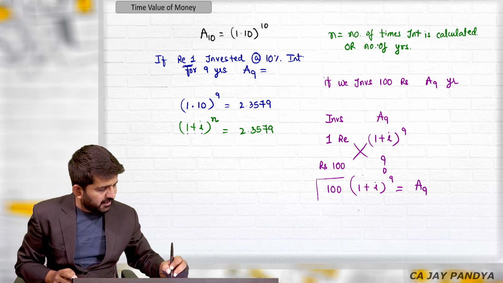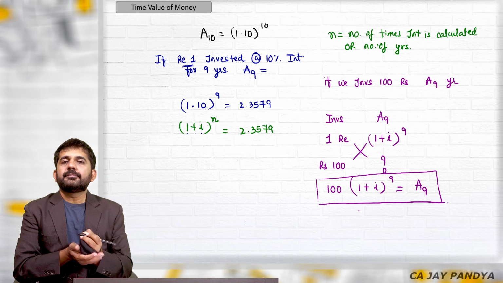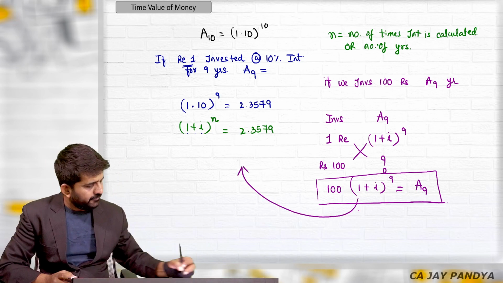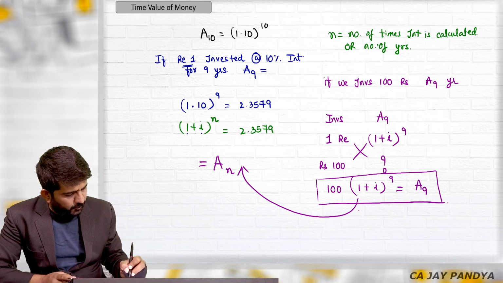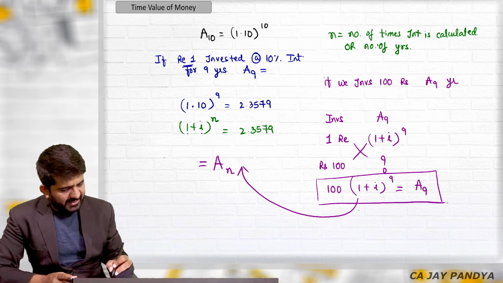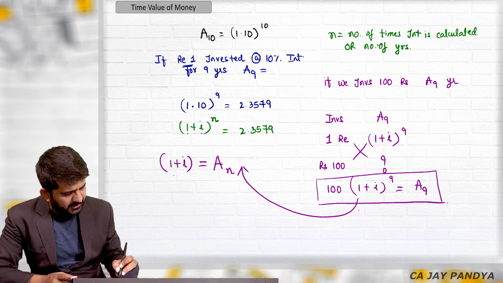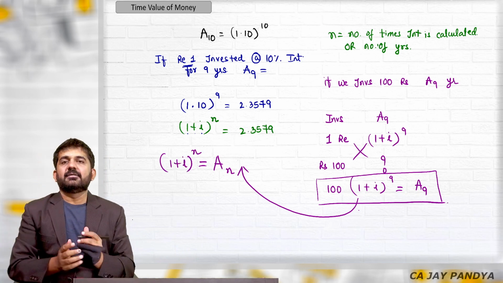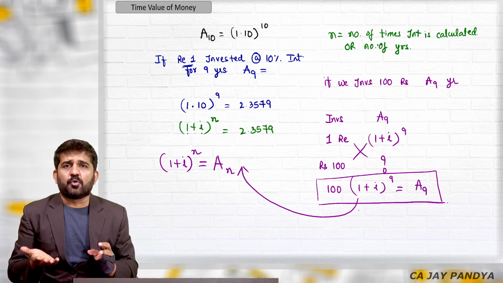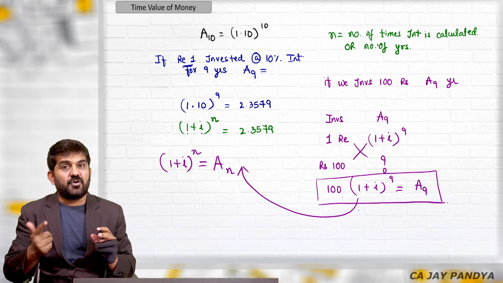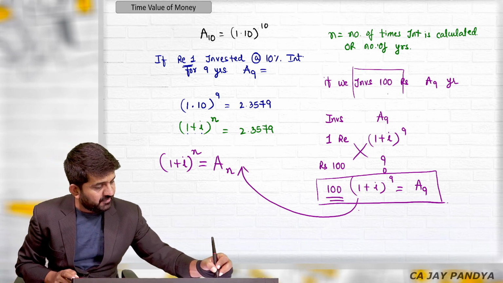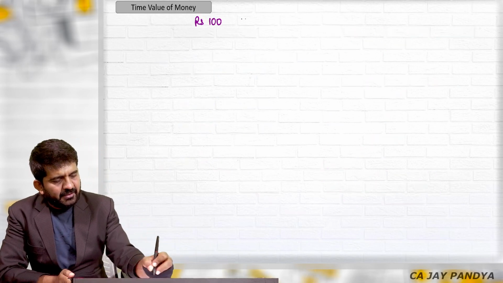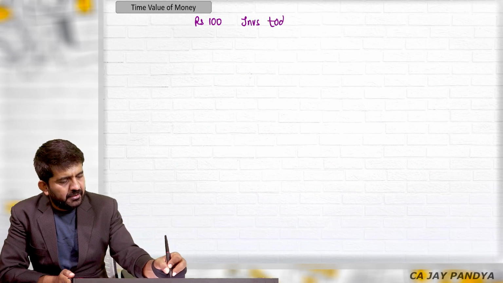I am ultimately converting something into a formula. Please understand, the amount after n years will be equal to 1 plus I raised to 9. What is true for 9 is true for even 5. So instead of 9, I am writing n. And what is 100 rupees? It is money which is invested today. Rupees 100 is invested today.